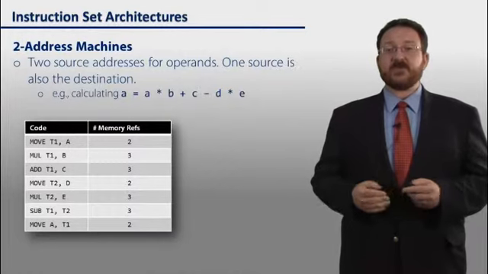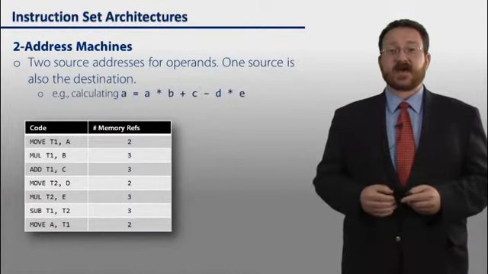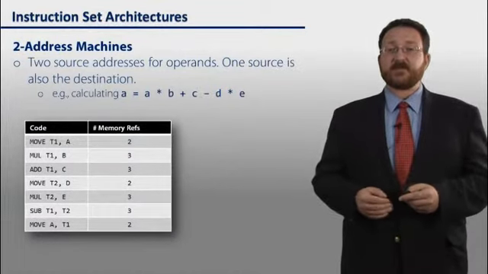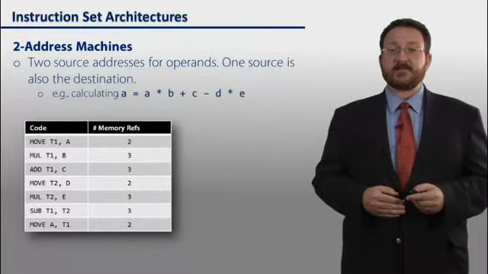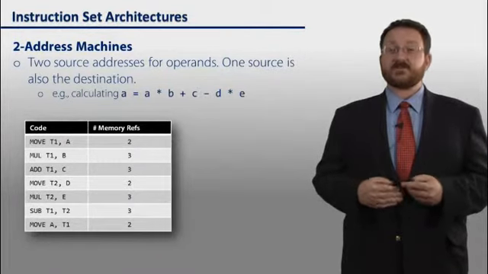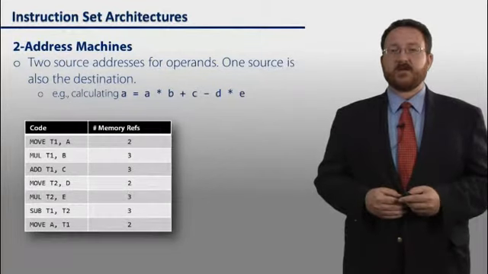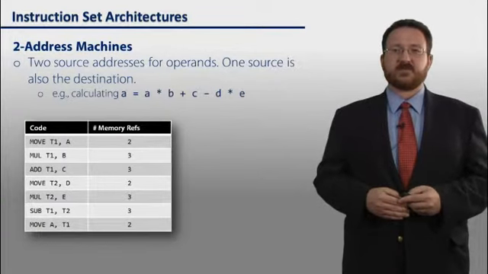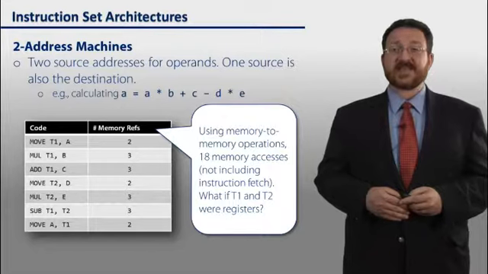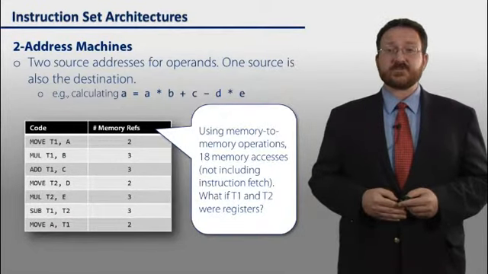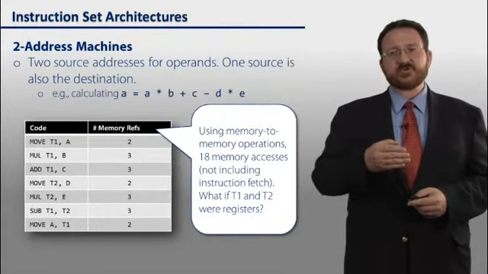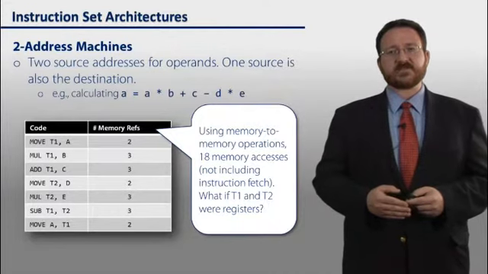I then have to make a new temporary variable, T2, that is a copy of D. I have to multiply that temporary times E, and now I want to do a subtraction of the two temporaries, and the result will go back into T1. Finally, I can move T1 into A, completing the store. Now, if we look at this, there are a lot of memory references, 18, not including instruction fetch. But if you'll notice, we've reduced the number of total instructions.